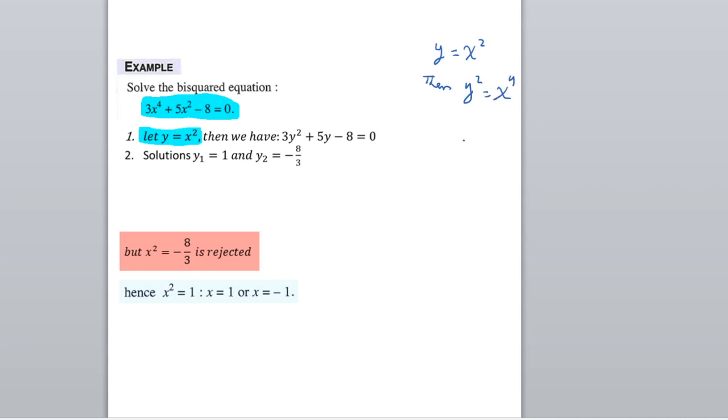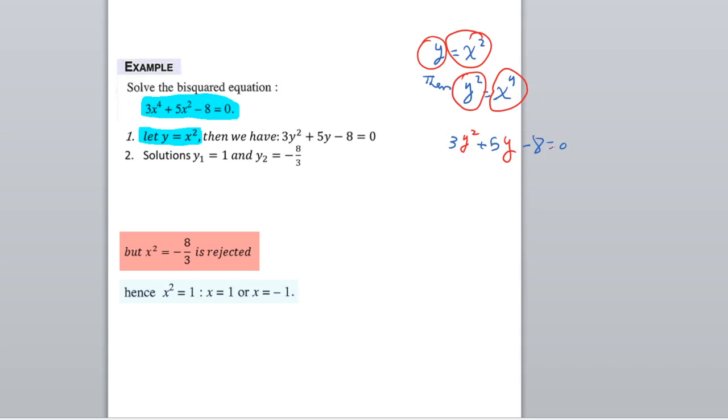Okay, so what do I have? I have the equation 3x power 4 plus 5x squared minus 8 equal to 0, that I need to solve. What do I do here? I need to replace x power 4 by y squared, and I also need to replace x squared by y. So now I have a new equation: 3y squared plus 5y minus 8 equal to 0. This became a quadratic equation. Okay, can I use this way?